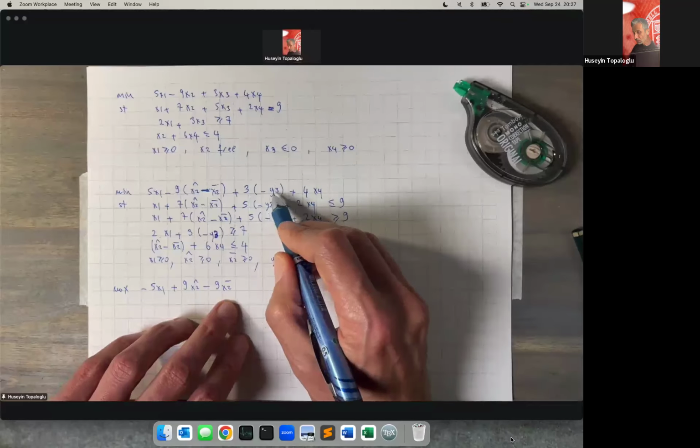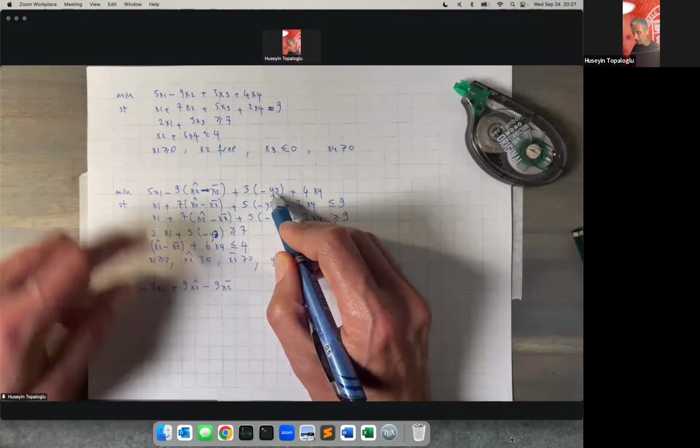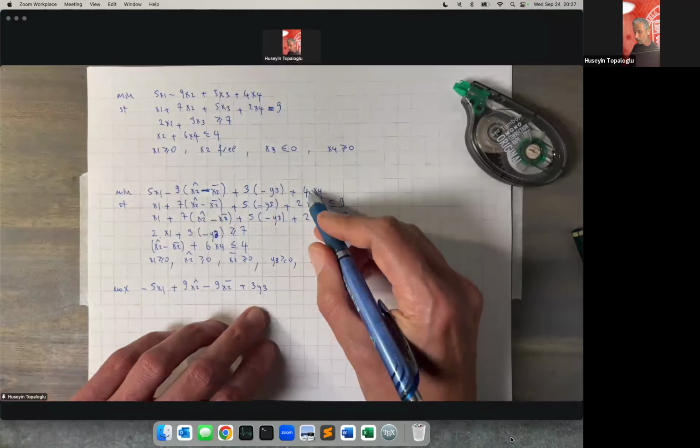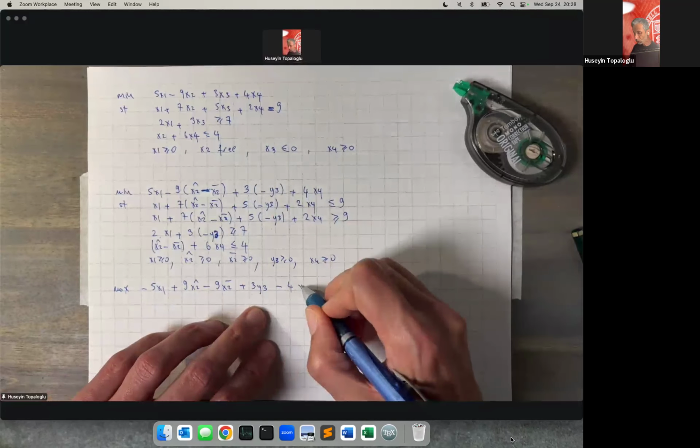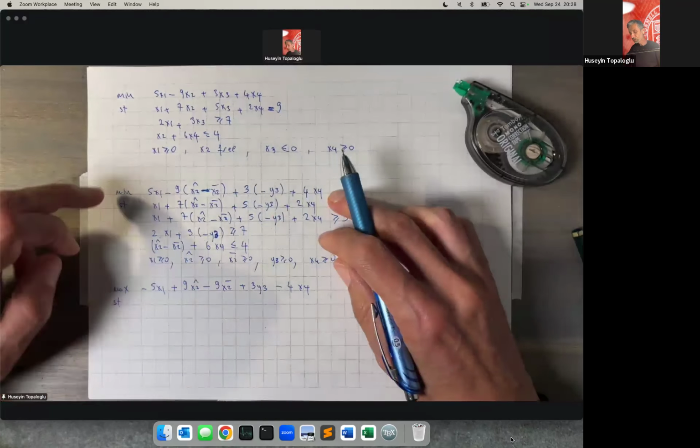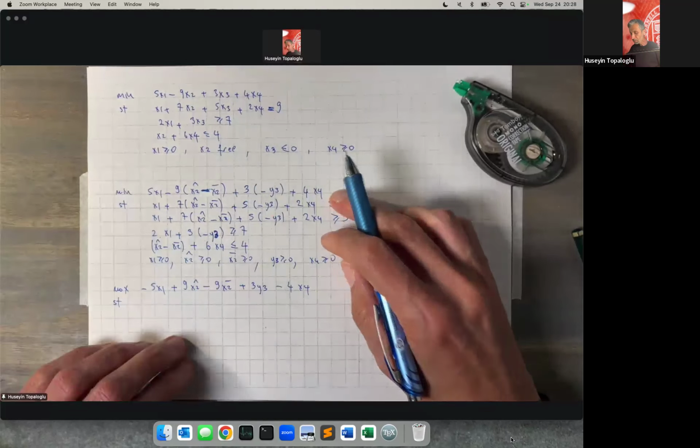Right now I have minus 3y3. We're multiplying this by negative 1, so it's going to be a plus 3y3. We're multiplying this by negative 1, minus 4x4. That's the objective function. We turned the objective function from min to max.